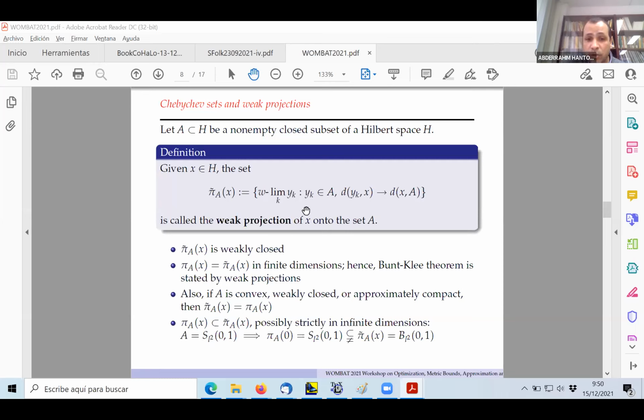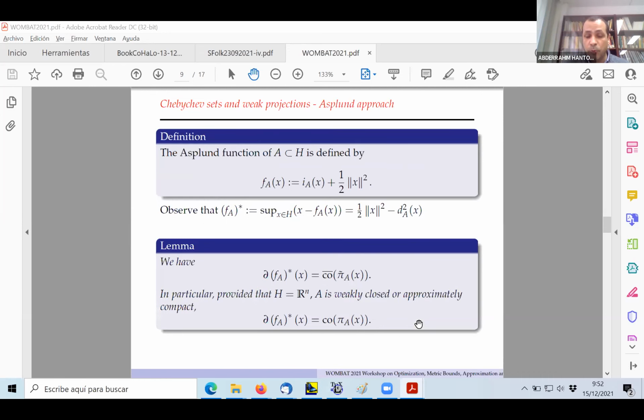Imagine that, on this set, consider the unit sphere, the unit circle in L2. Here, of course, outside 0 there is no problem. But if you project 0 onto this circle, you have all the circle. And of course, if you take the weak projection, this is all the possible weak limits. Actually, we can take all possible limits of this circle, which is exactly the whole unit ball in L2. So these are different concepts.